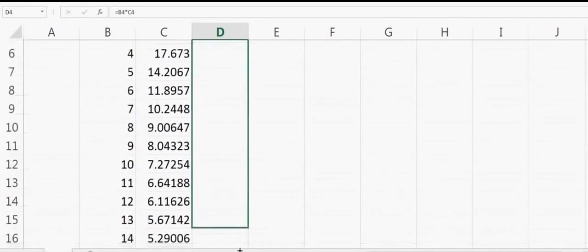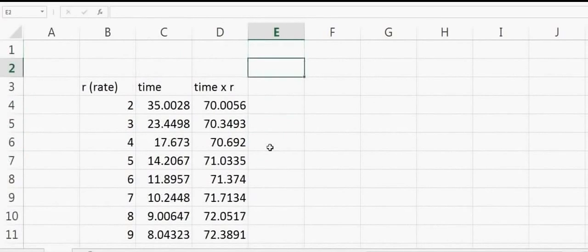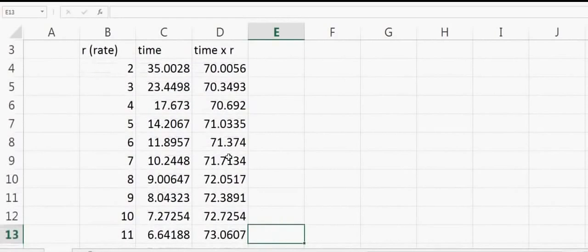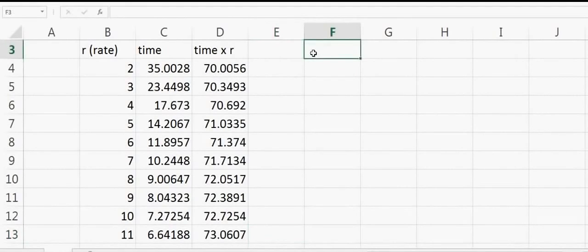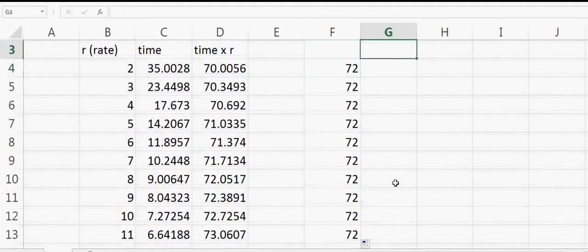So if you keep doing this, you will see that all the numbers are close to 72. So 70.3, 70.6, 71. So if we approximate the number to be 72, then all we need to do is, if I use the same approach, our trick, then instead of using 70.005, I'll always use 72. So I keep using 72 for all these rates, and then I'll calculate the time.